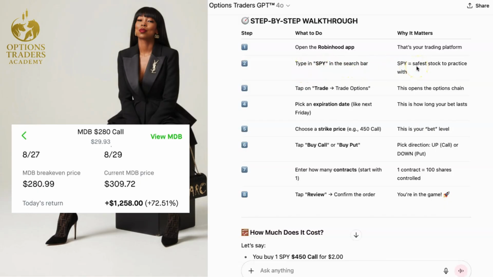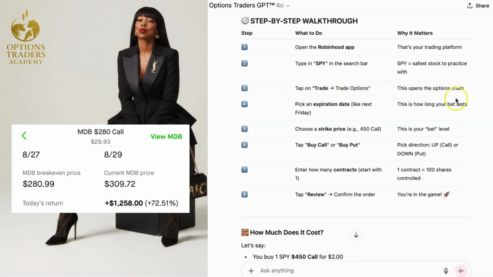SPY is the safest stock to practice with, because I call it the beginner, the starter stock. Definitely there's always money in SPY. It may not be hundreds and thousands of dollars, but at the end of the day, there's always money in SPY. Number 3, you want to tap on trade, and you want to trade options.